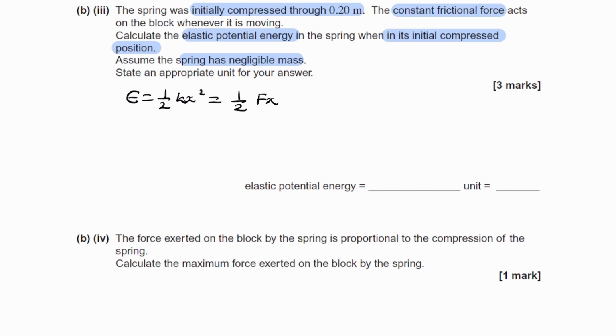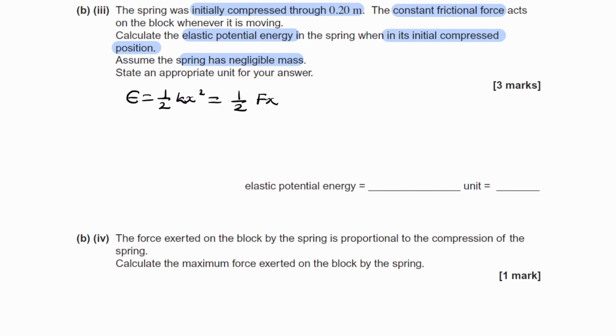But if we look at what we have in the question, we don't have the spring constant. We're not given that anywhere. Nor are we given the force in the spring. It's a common mistake in this question to use the frictional force here, but that's not what this F represents. This F represents the force in the spring at a particular compression or extension of x. We don't have that force. It's not equal to the frictional force, so actually we can't use either of these equations. So we're going to have to use energy conservation to solve this.